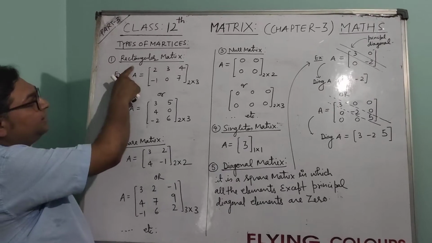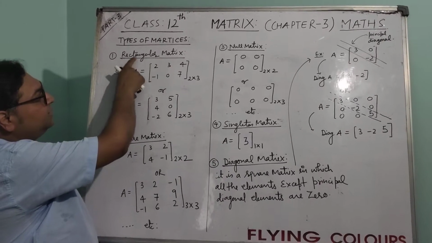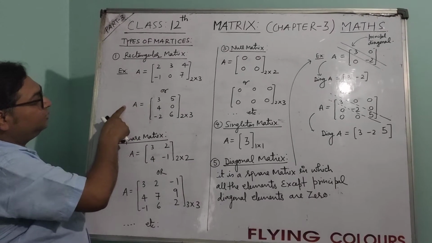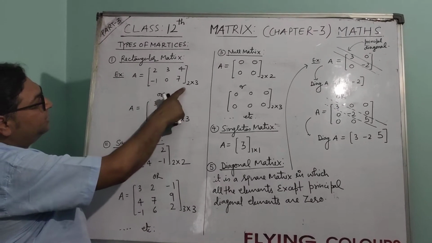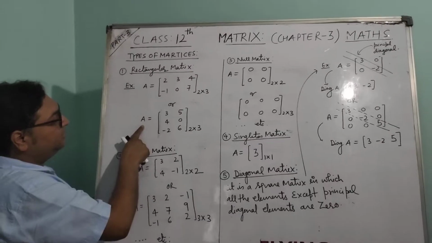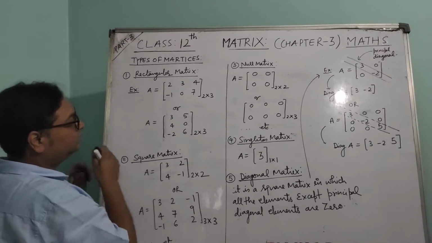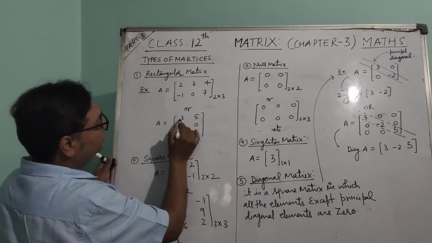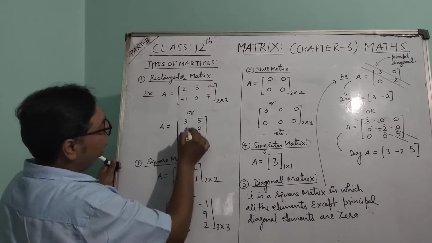First matrix is a rectangular matrix. As you can see from the name, rectangular matrix. We have written two examples. First matrix has order 2 into 3 and the second matrix has order 2 into 3. This is the order of the matrix. How many rows are there? There are 3 rows and 2 columns.